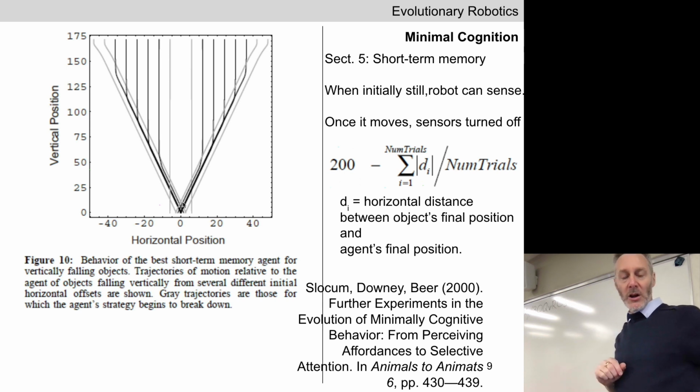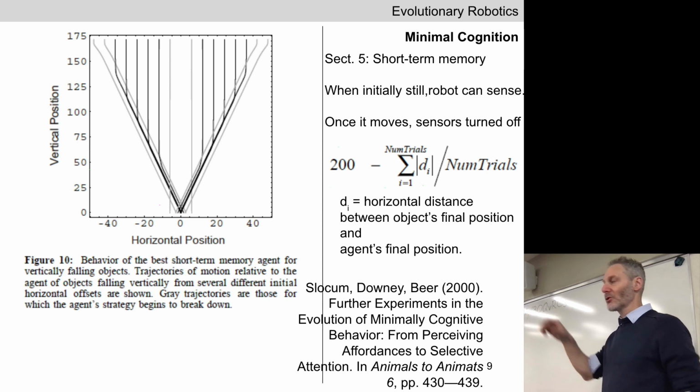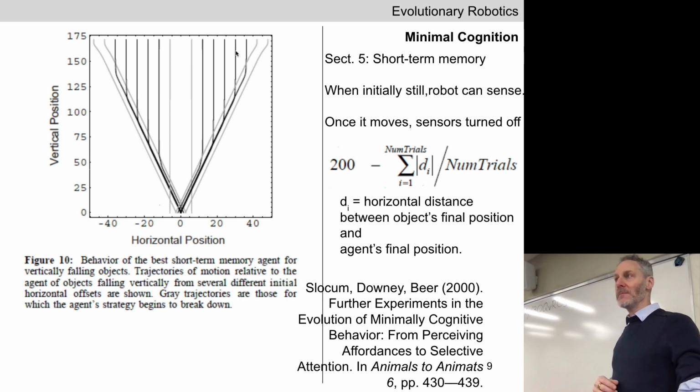As usual in the minimal cognition experiments, we're playing back the best CTRNN that we got back from the evolutionary algorithm, the most fit CTRNN, drop it back into the robot a whole bunch of times under different environmental conditions, and let's see how well that evolved CTRNN allows the robot to generalize to situations it did not see during evolution. In this case here, they were dropping an object that falls straight down from the top of the screen, starting at different horizontal positions at the top of the screen.